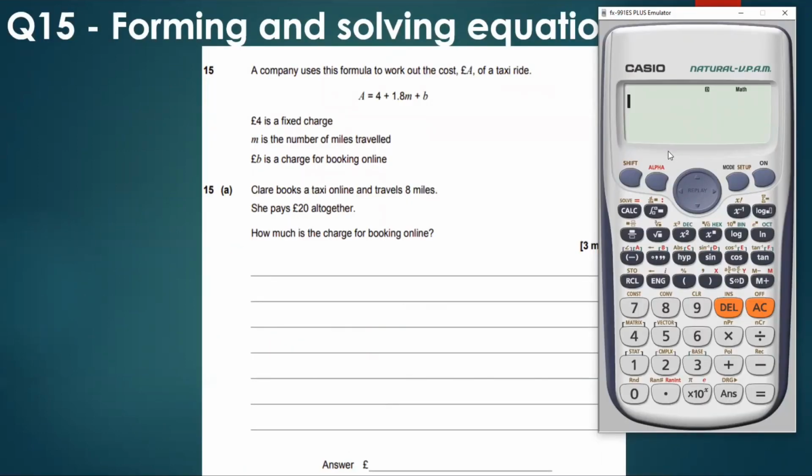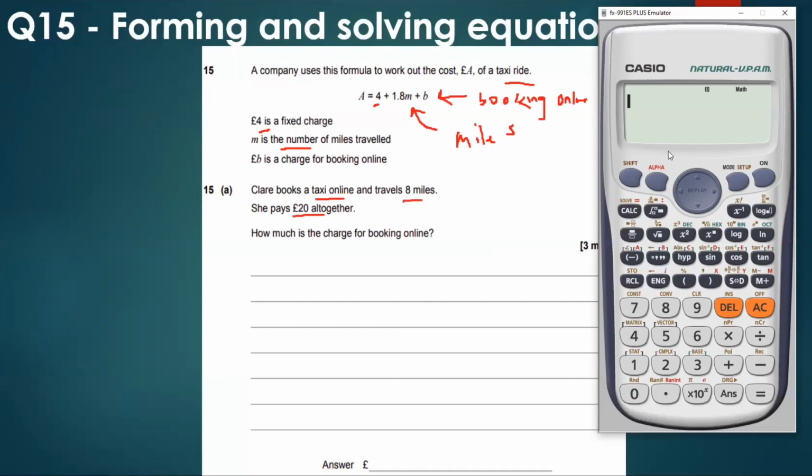Right, question 15, guys. A company uses this formula to work out the cost in pounds, the total cost £A of a taxi ride. £4 is a fixed charge, so that's my fixed charge. M is the number of miles traveled. And B is the charge for booking online, so this plus B is booking online.